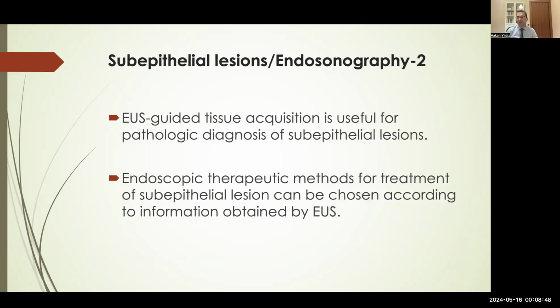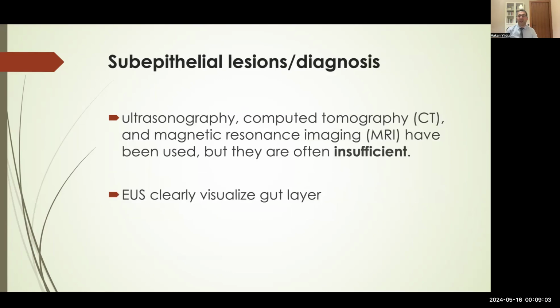EUS-guided tissue acquisition is useful for pathologic diagnosis of subepithelial lesion. Endoscopic therapeutic method for treatment of subepithelial lesion can be chosen according to information obtained by the EUS. For subepithelial lesion diagnosis, ultrasonography, computer tomography, and magnetic resonance imaging have been used, but they are insufficient. EUS clearly visualizes the gut layers.